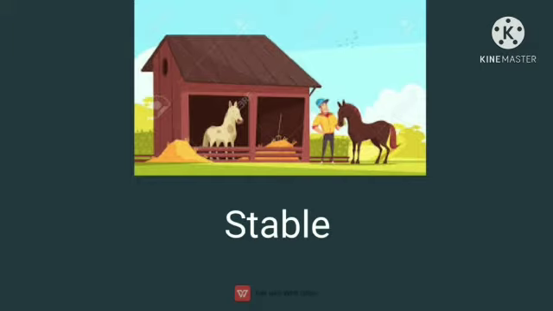This is a stable. In the picture, what is there? It is called a stable. It is the shelter of the horse. Horses live in a stable. This is the shelter of the horse. So students, up to now what have we learned? We have learned the shelters of domestic animals.